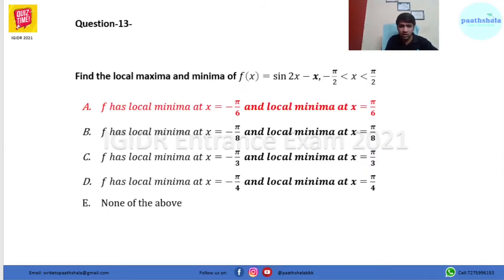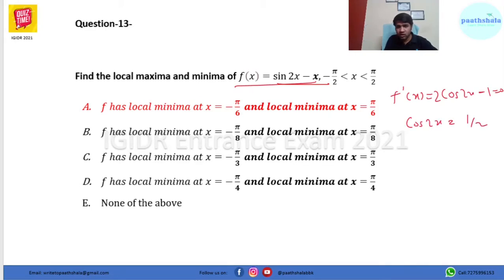Here it is asking to find out the local maxima and local minima. So in order to do this, we have to first differentiate this function. This will come out to be differentiation of sine 2x is cos 2x, and differentiation of 2x is 2, and differentiation of x is 1. Now we'll have to equate it to 0. So here we'll get cos 2x equals 1 by 2.